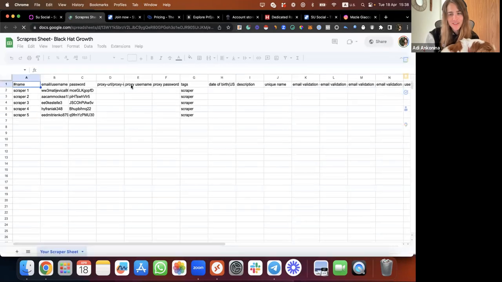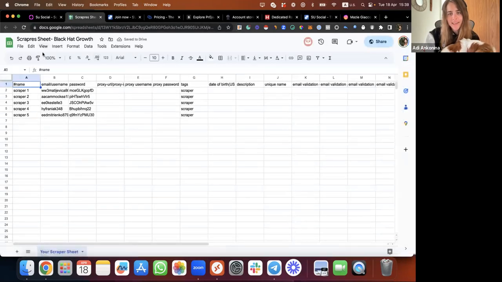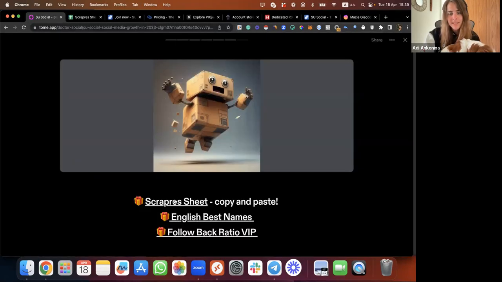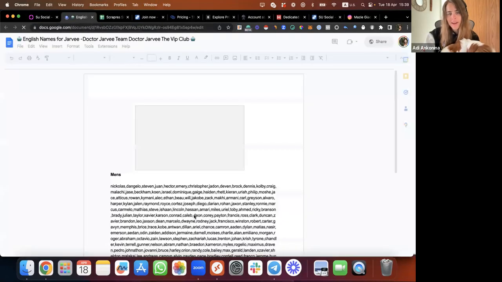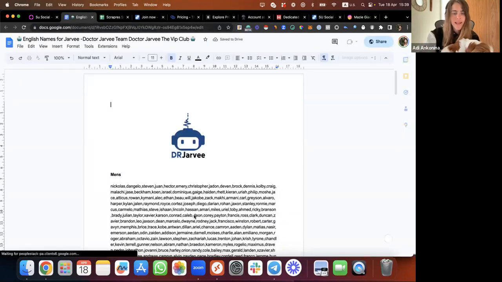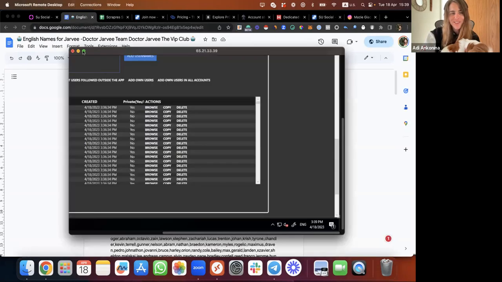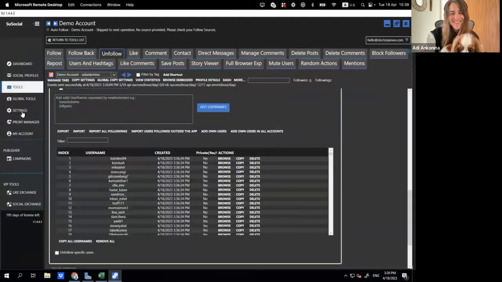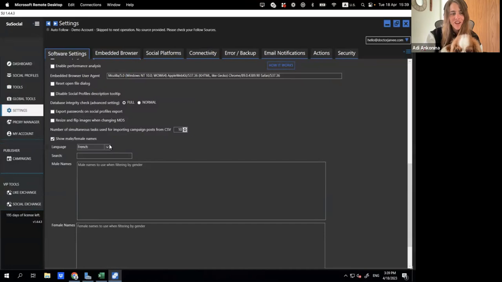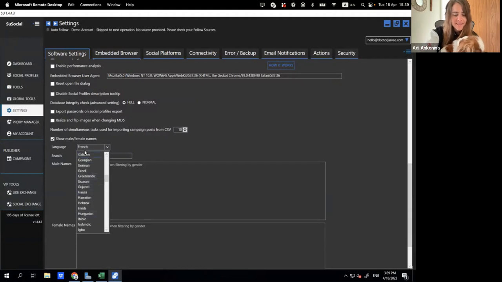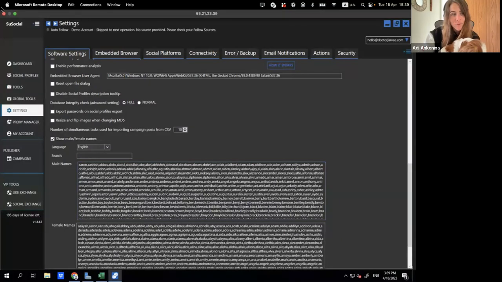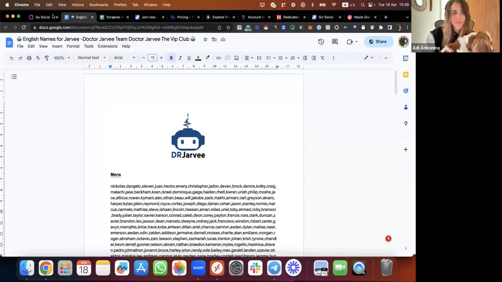You have the scrapers sheet, you can copy and paste it, you can duplicate it and add your scrapers faster. You have English best names. We created a list with the best names to edit on Jarvee and Social Story. You can go to the settings and software settings, change it to English, and just over here, so you can change the names to the names we gave you. Very good ones, we promised.